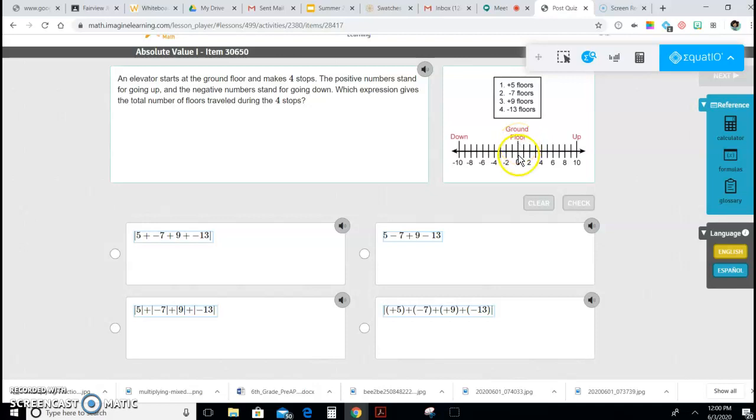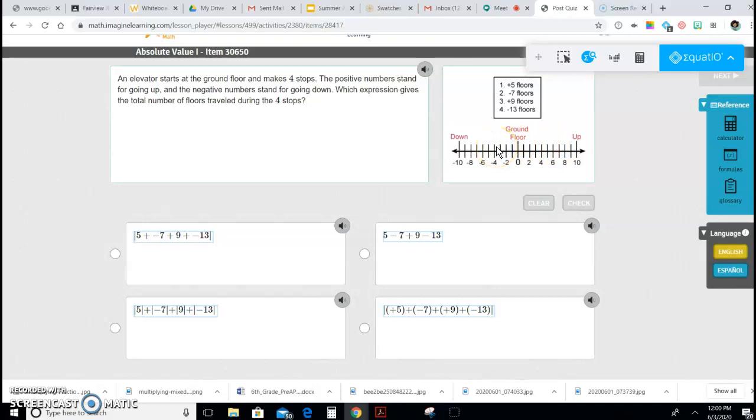So that means the first stop is going to be 5. So we're moving 5 from 0. The second stop is going to be -7. That means we're moving 7. The third stop is going to be +9. So we were here at 7 and we're going to add 9. So we're going to be here. And then the last stop is going to be -13 floors. So we're going to end up here.